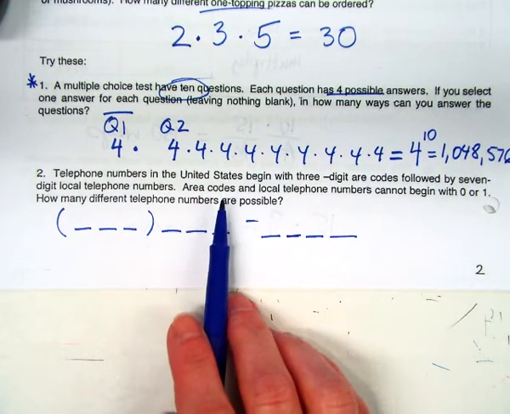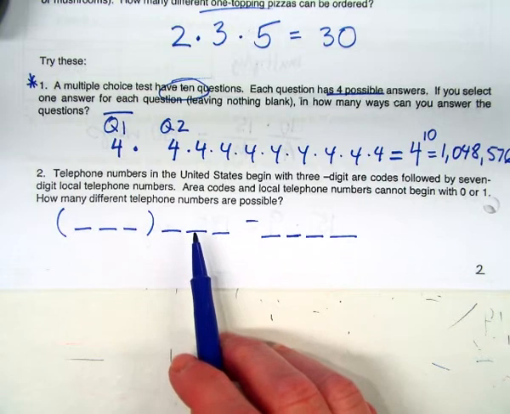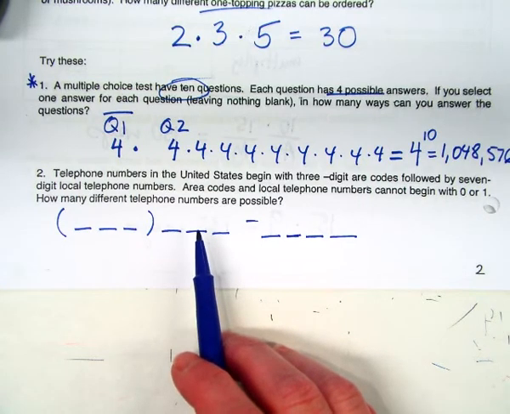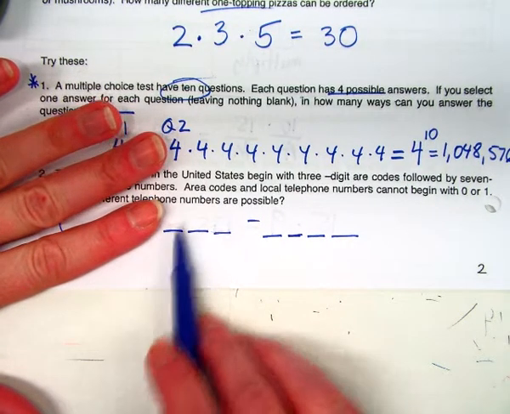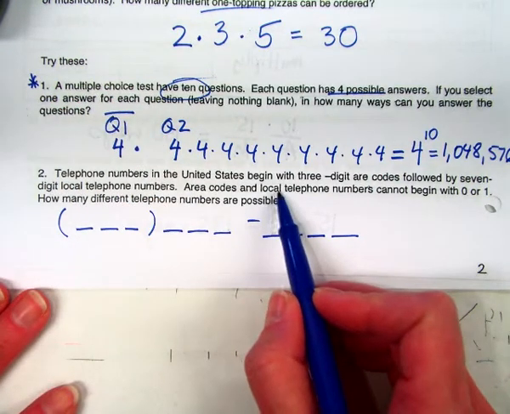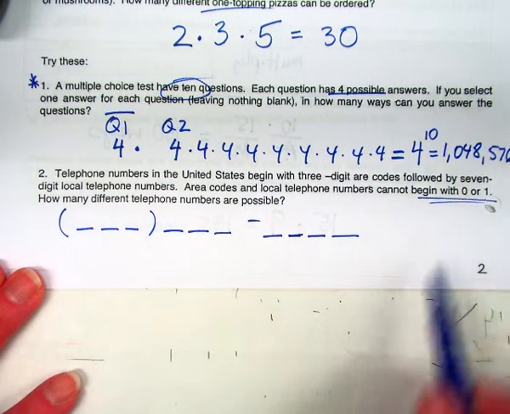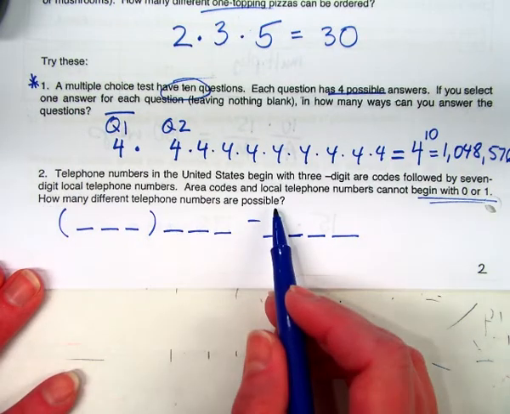There's one restriction though. Have you ever heard anybody tell you a phone number that starts with 1 or 0? Oh, what's your phone number? 078, blah, blah, blah. No. Have you ever heard someone, like without the area code, tell you, what's your phone number? 156. No, right? That doesn't happen. Area codes and local telephone numbers cannot begin with 0 or 1. That's the rule. How many different telephone numbers are possible?